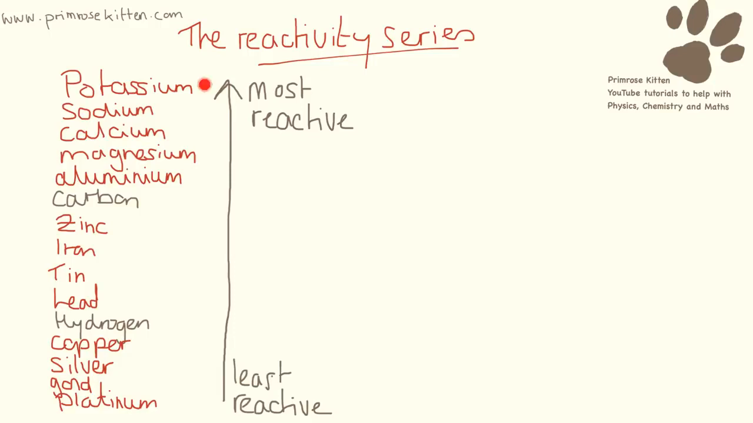The ones at the top here, potassium, sodium, calcium, these ones are highly reactive. So potassium will react very quickly. Sodium is one of the alkali metals. If you've seen this demonstration in school, you'll notice that it has to be kept under oil because it's so reactive it will react with the air around it. Now we can use this reactivity series to do a few experiments and see what happens when we mix things up.